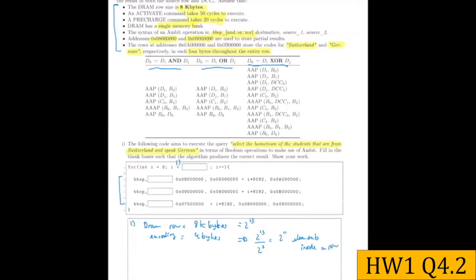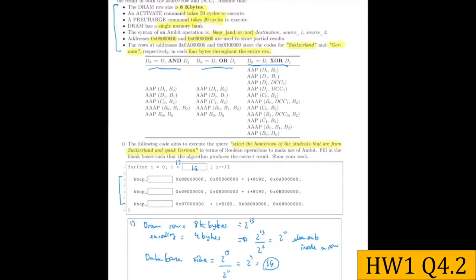So now the question is how many rows you're going to need to store all of the computation. You have that the database size is 32K, so it's 2 to the 15. And one single row stores 2 to the 11 elements, right? So this is going to give you 2 to the 4, which is 16. So you need to repeat this loop 16 times.